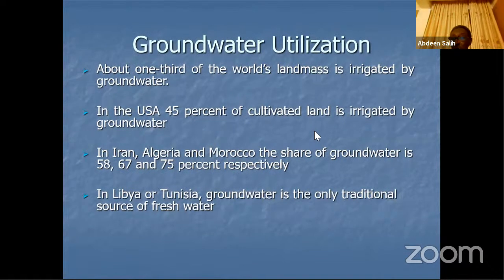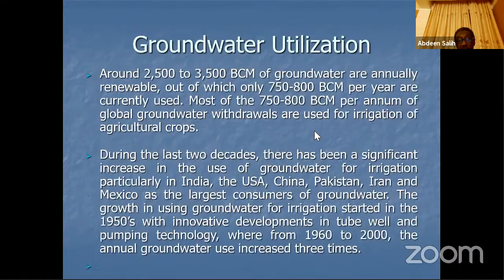In arid and semi-arid countries, groundwater is widely used for irrigation, which uses a lot of water. About 1/3 of the world's land mass is irrigated by groundwater. In the USA, 45% of cultivated land is irrigated by groundwater. In Iran, Algeria, Morocco, and many other countries, the share of groundwater is 58, 67, and 75% respectively. In countries like Libya, Tunisia or Saudi Arabia, before they developed a lot of desalination, groundwater was the only traditional source of fresh water.